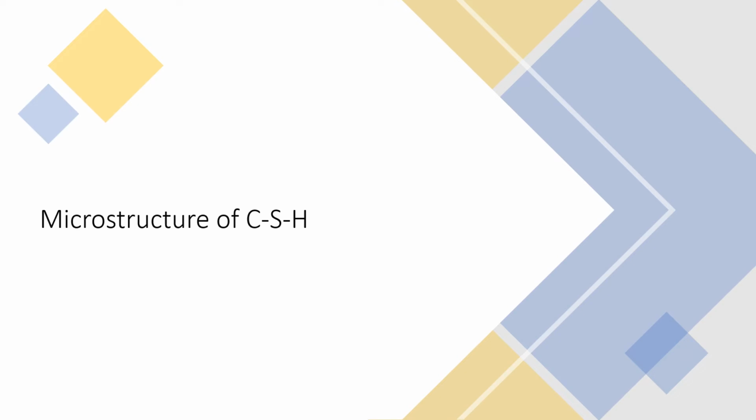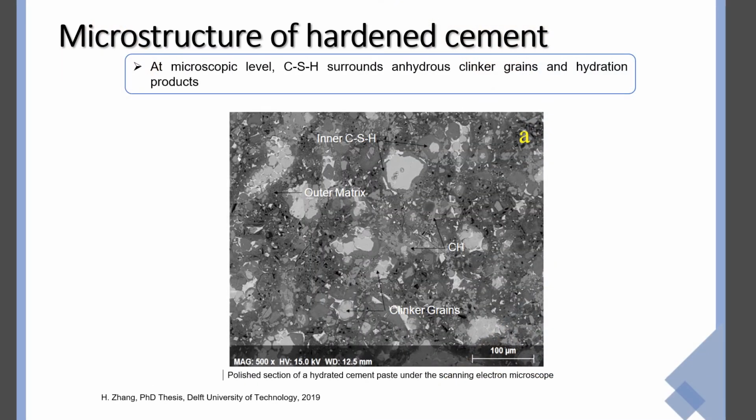Now, let's look at the microstructure of CSH. At microscopic level, CSH is the matrix that surrounds all of the unhydrated clinker grains and the other hydration products, including portlandite, ettringite, and monocarbonate. In this micrograph, we can even observe 2 types of CSH that are formed in a hydrated paste, the inner and outer product. When we talk about macroscopic properties such as transport or strength, it is the whole microstructure which is responsible.